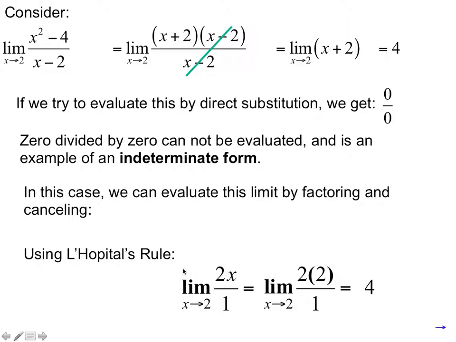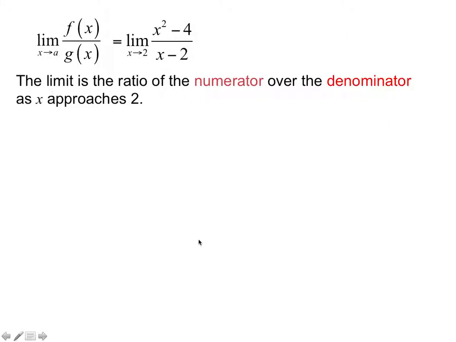So I just want to reiterate that using L'Hopital's is for these special situations when you have 0 over 0 or infinity over infinity. Okay? And it's particularly useful when we can't simplify. So we can always factor and simplify, but it's particularly useful when we can't simplify.